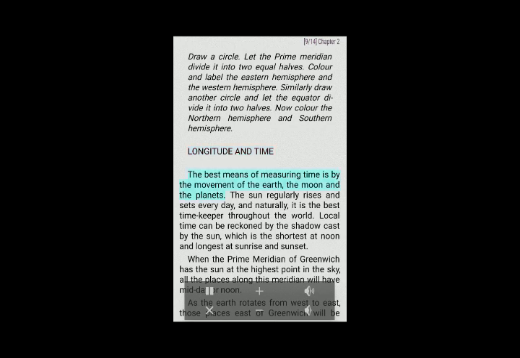Longitude and time. The best means of measuring time is by the movement of the Earth, the Moon, and the planets. The sun regularly rises and sets every day, and naturally, it is the best timekeeper throughout the world. Local time can be reckoned by the shadow cast by the sun, which is the shortest at noon and longest at sunrise and sunset. When the prime meridian of Greenwich has the sun at the highest point in the sky, all the places along this meridian will have midday or noon.